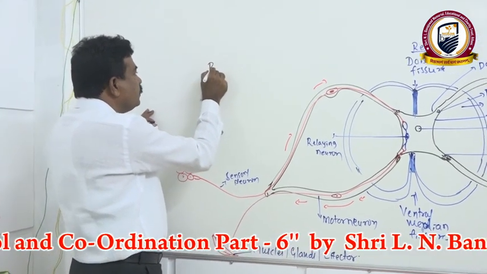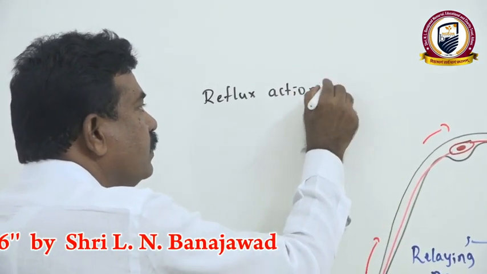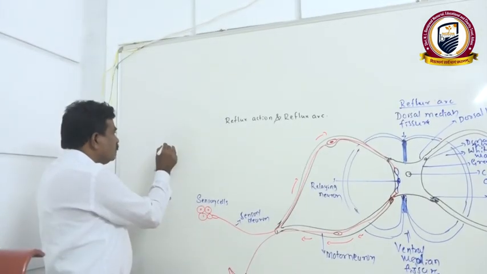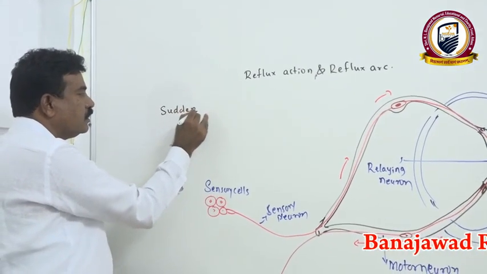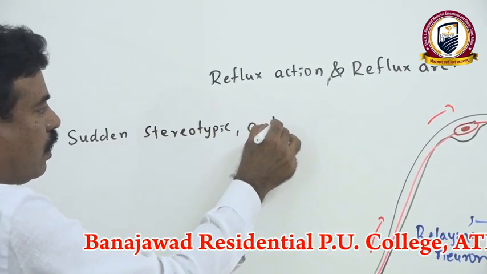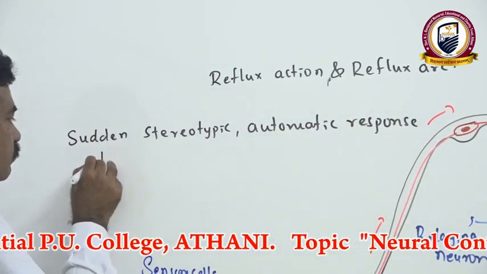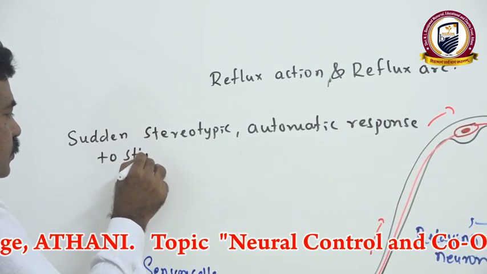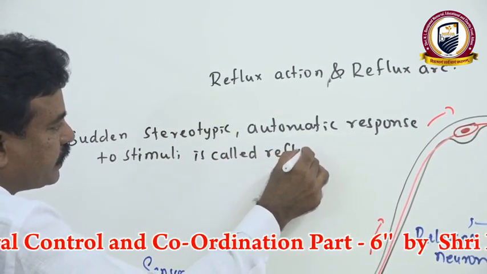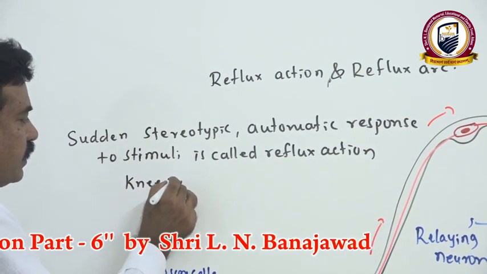Here we have to study reflex action and reflex arc. A sudden, stereotyped, automatic response to stimuli is called reflex action. For that, the best example is the knee jerk.